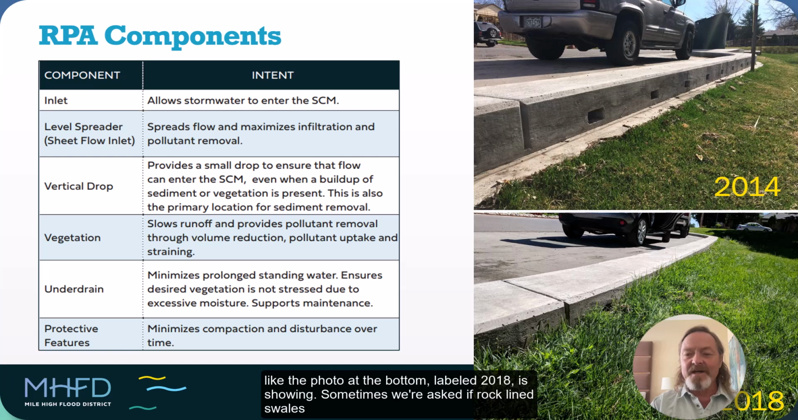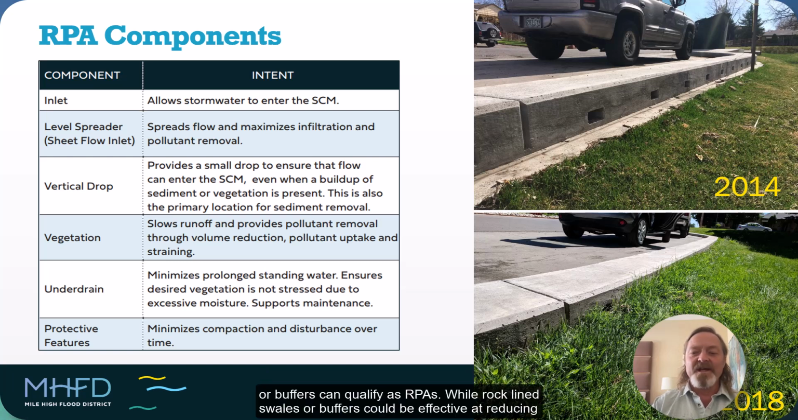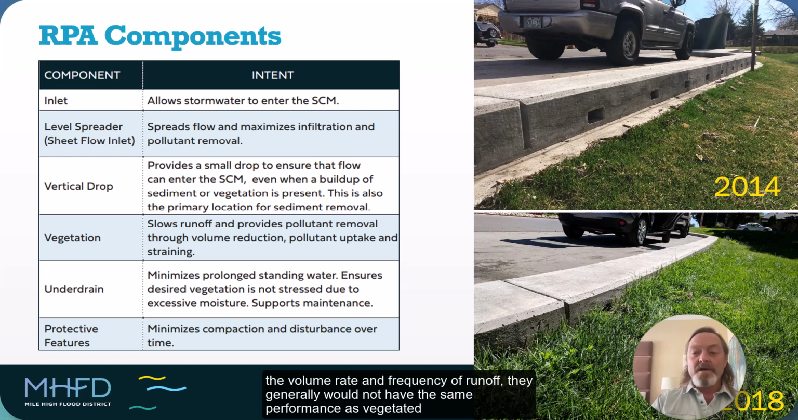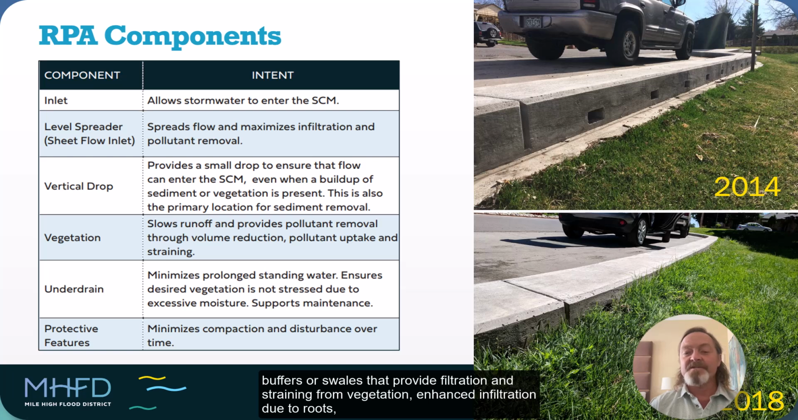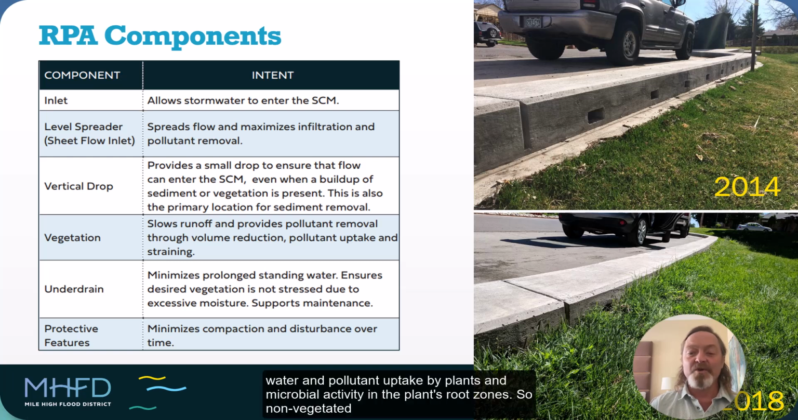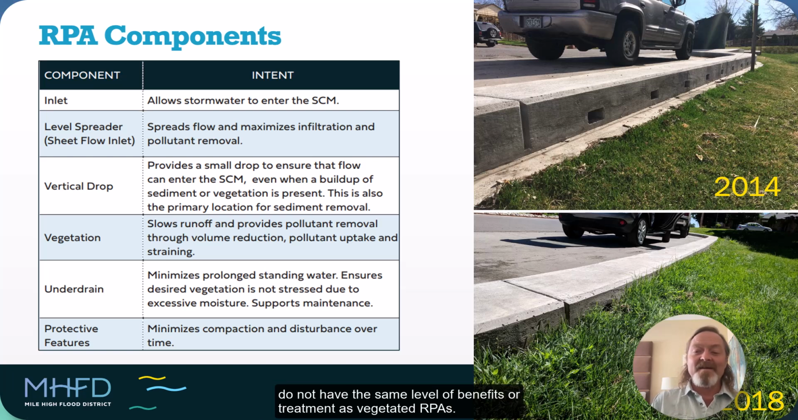Sometimes we're asked if rock-lined swales or buffers can qualify as RPAs. While rock-lined swales or buffers could be effective at reducing the volume, rate, and frequency of runoff, they generally would not have the same performance as vegetated buffers or swales that provide filtration and straining from vegetation, enhanced infiltration due to roots, water and pollutant uptake by plants, and microbial activity in the plant's root zones. So, non-vegetated RPAs, including permeable pavement systems, can provide runoff reduction benefits, but they generally do not have the same level of benefits or treatment as vegetated RPAs.